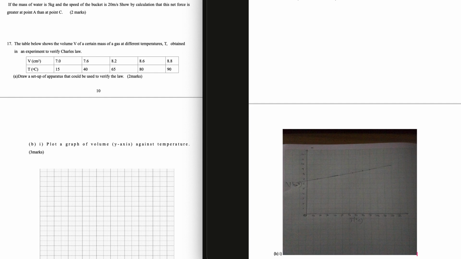B1. Plot a graph of volume, y-axis, against temperature.